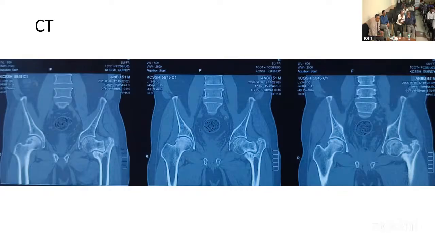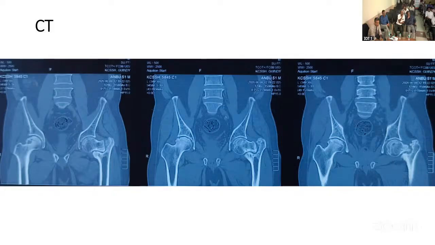What is his age? 55 years. What is his problem now? The fracture is not united and there is a deformity. There is a shortening. So the neck shaft angle is reduced, almost 20 less than 80 degrees. Okay. So you have to correct all these things.